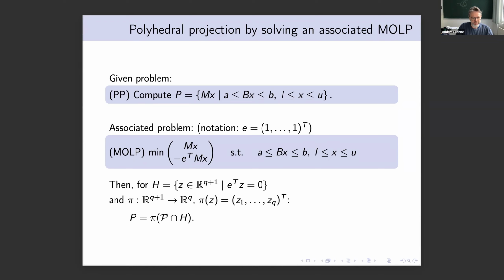And now I just have to intersect this upper image by this hyperplane, and I have to delete the last component, and then I recover the originally given polyhedron P. And in this way, I can compute projection by using a multiple objective linear programming solver.